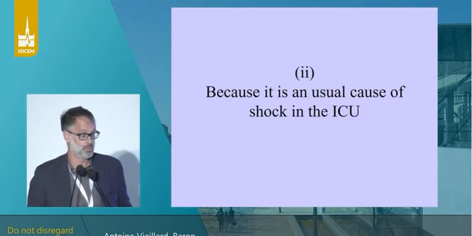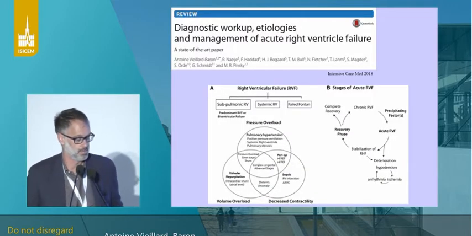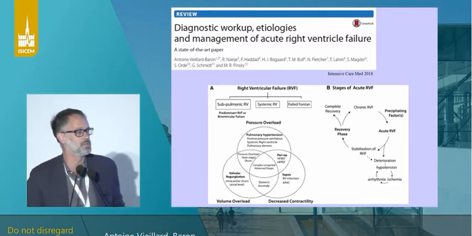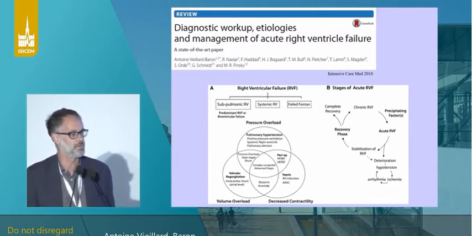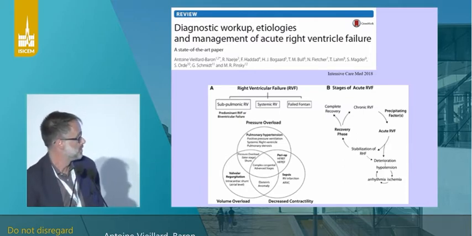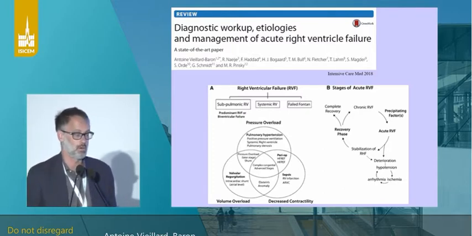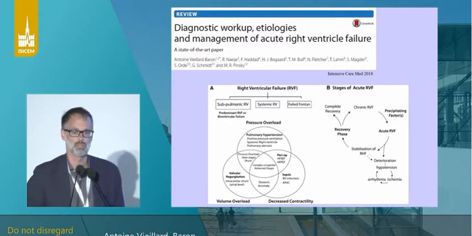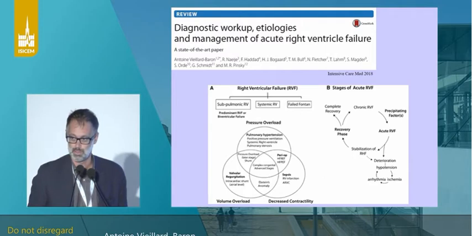The second reason is that it is a very usual cause of shock in the ICU. You probably know this figure. It summarizes most of the causes of RV failure-related shock that you may observe in critically ill patients. You may have decreased contractility because of sepsis or infection, but most of the causes are usually related to pressure overload because many or all of our patients are under positive pressure ventilation.